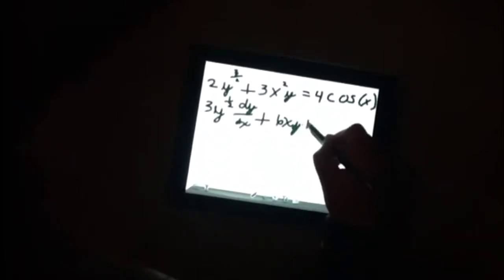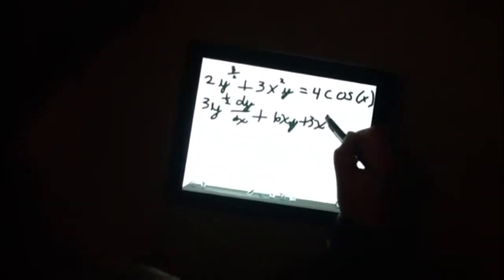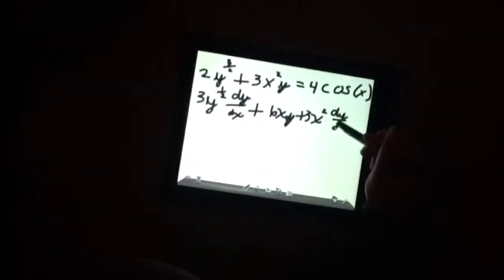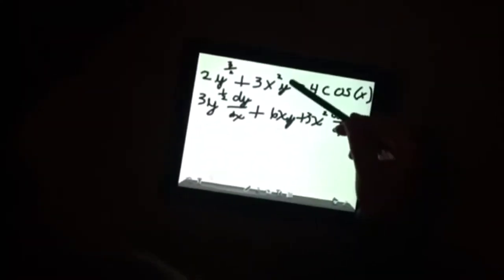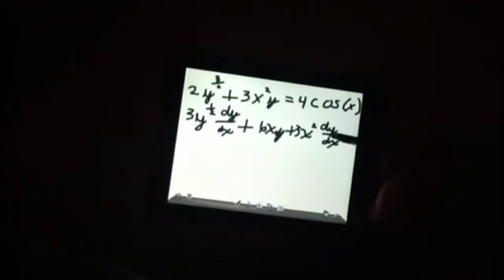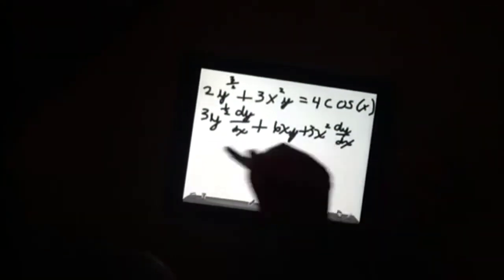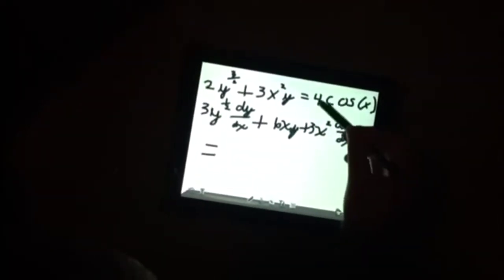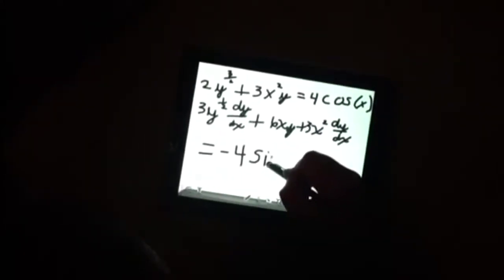6xy plus 3x squared. And again, because it's in terms of x, we must put dy over dx, because the derivative of y above becomes 1, and because it's a y, we have to put dy over dx, equals, and the derivative of cosine is negative sine, and the 4 is a constant, so it just falls to negative 4 sine of x.